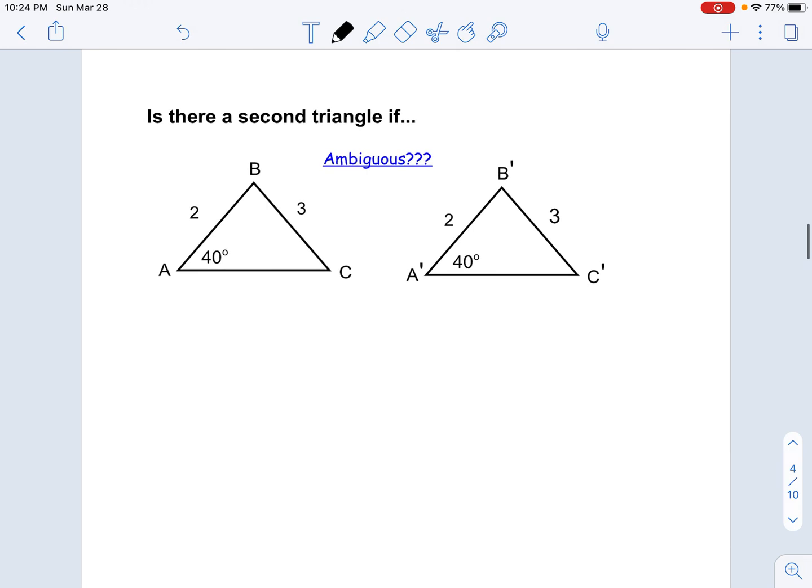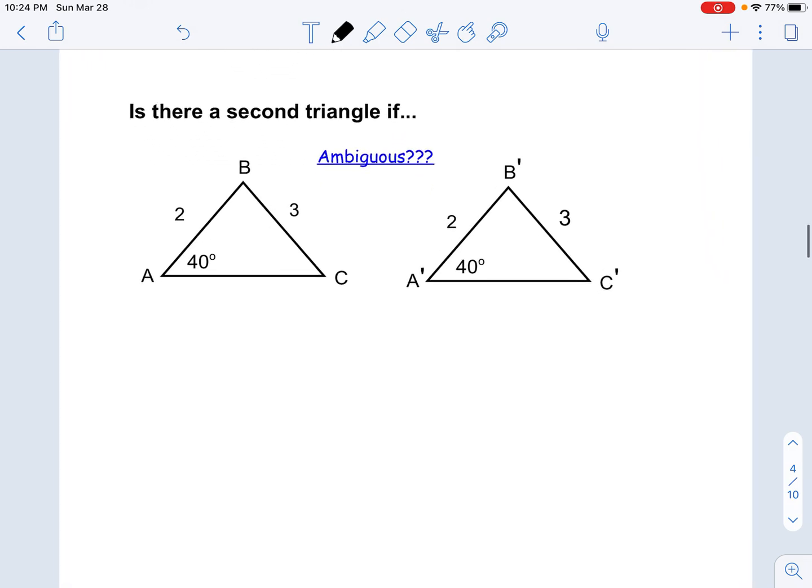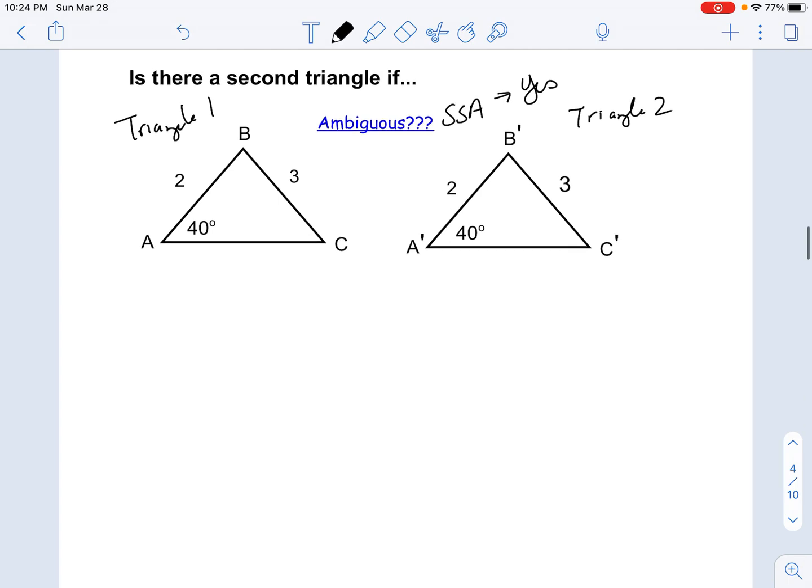All right, so let's take a look at this example. Okay, so it basically says, is there a second triangle? Okay, so we know, again, side, side, and angle. Since we have side, side, angle, yes, this could be ambiguous. I drew both triangles, so let's call this one triangle 1 and call this one triangle 2. And we'll see if there is a second triangle.